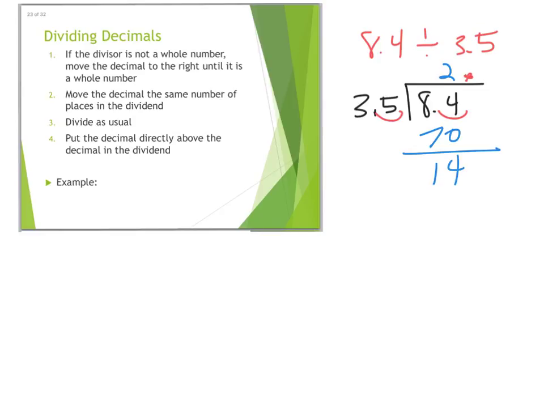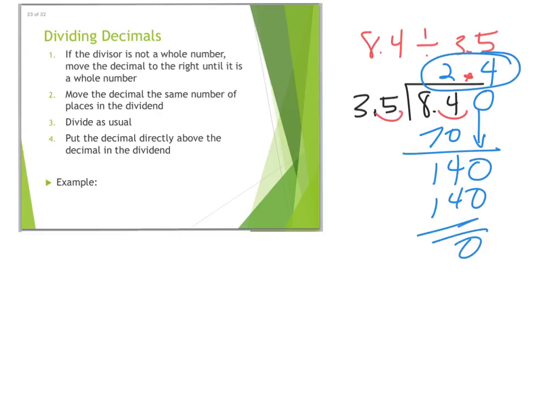Now when you were a little kid you learned remainder 14, right? No, we're not doing that. You need to give it a 0 and bring it down. 35 goes into 140. By the way, I happen to know exactly 4 times. 4 times 35 is 140. You're done once you reach that 0. So the answer is 2.4.